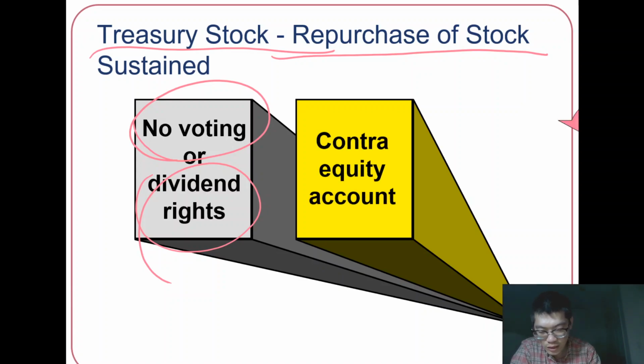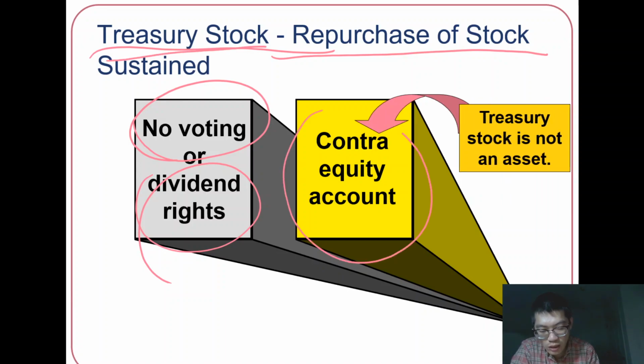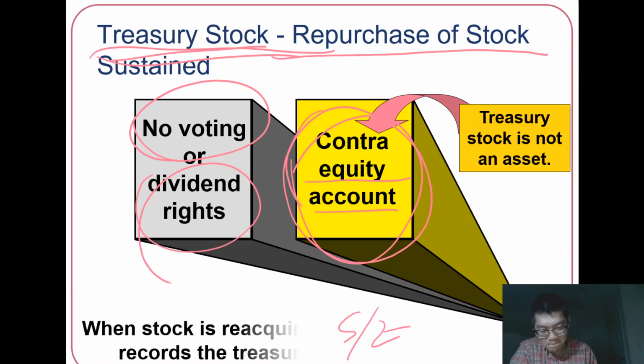Okay, and treasury stock is a contra equity account. That means if you're buying those back, you will decrease the stockholders' equity balance. Okay, that will decrease the stockholders' equity balance. That is a contra equity account, which means the balance goes against the stockholders' equity balance. All right.